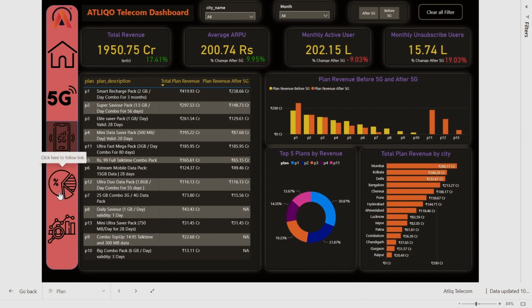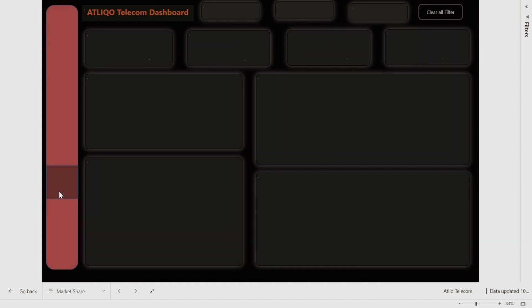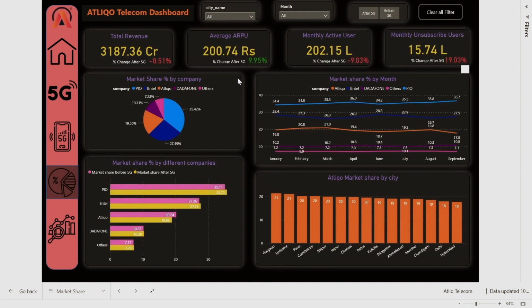And if we go to the market share view, at the top we have the same filters and KPIs, and here we have the pie chart of market share by companies, and we can see AtliqO is at the third position with 19.5%. And here we have the bar chart of market share by different companies, and here we have the line chart of market share by month, and here we have the AtliqO market share by cities.